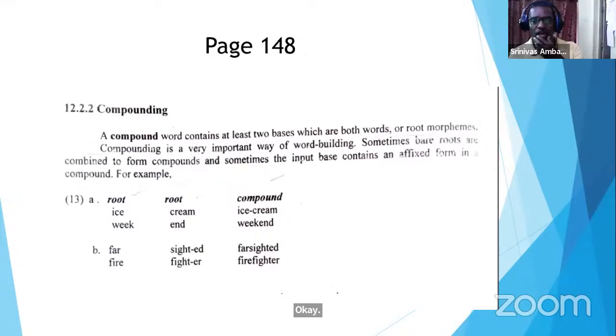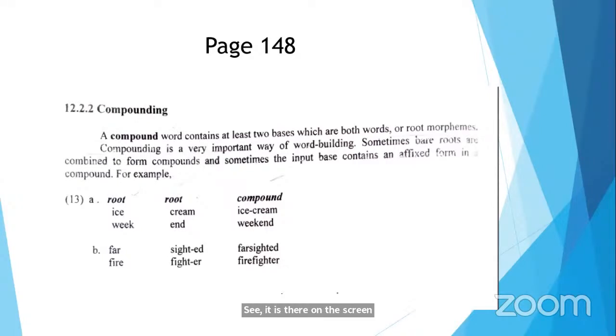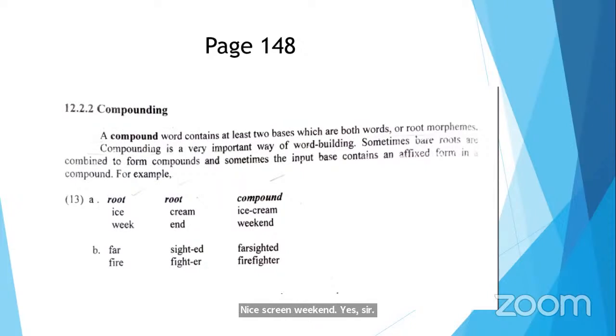Okay, I hope you understood. Compound means two base words. Example, tell me one example. See, it is there on the screen. Ice cream. Ice and cream. Weekend. Both are separate, and if you combine, it is giving a different meaning.